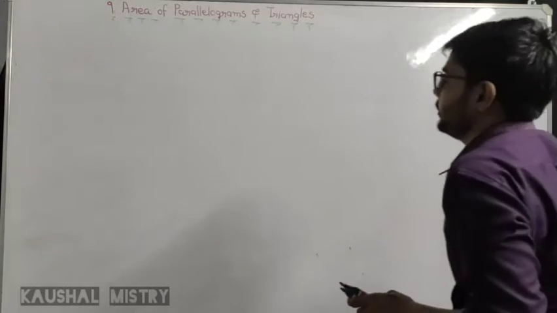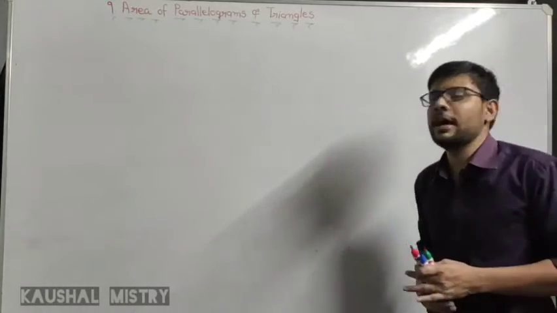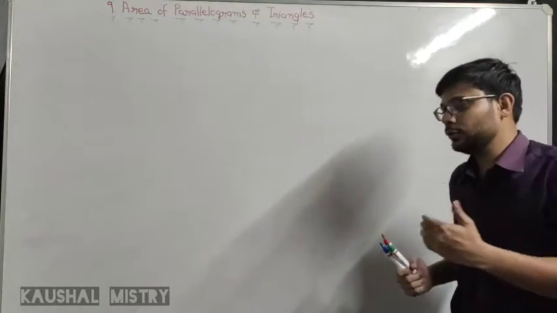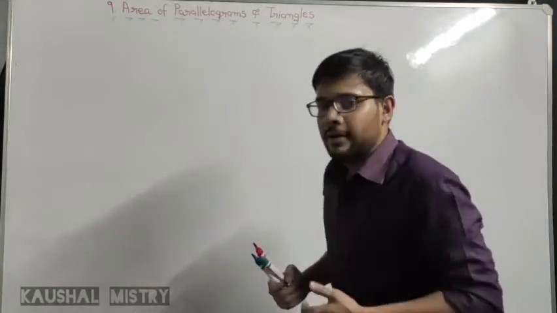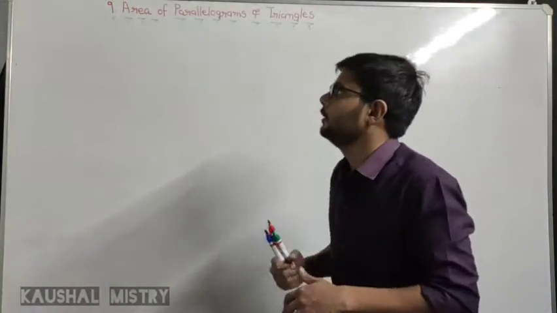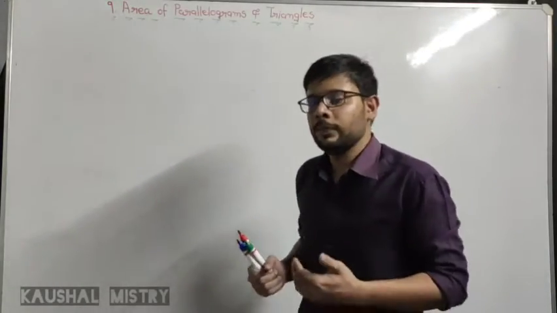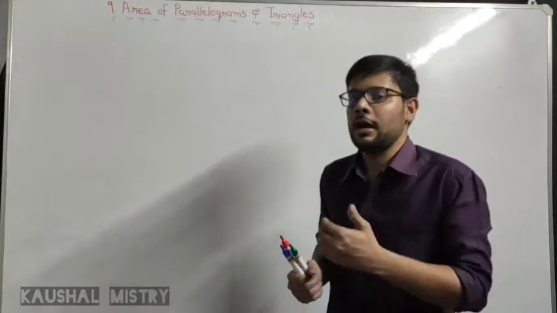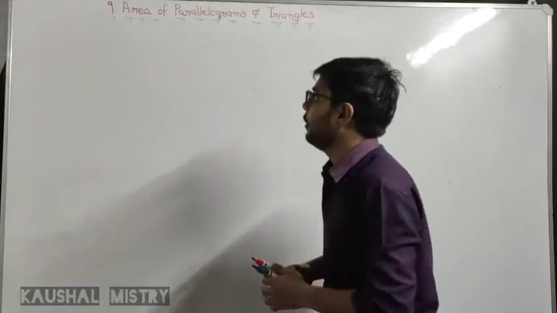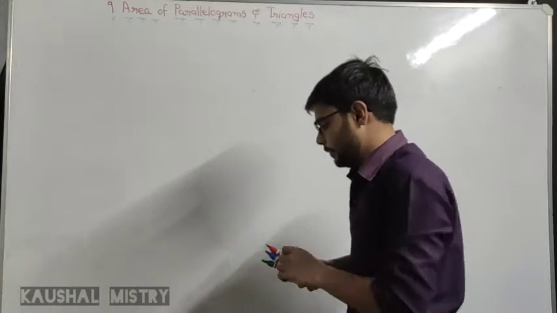Now we are going to start the new chapter, chapter number 9, area of parallelograms and triangles. So we have to discuss area of parallelogram and triangle. First of all, I will write the formula of the area of different types of quadrilateral. First it is given that parallelogram, so we will start with the parallelogram, right?